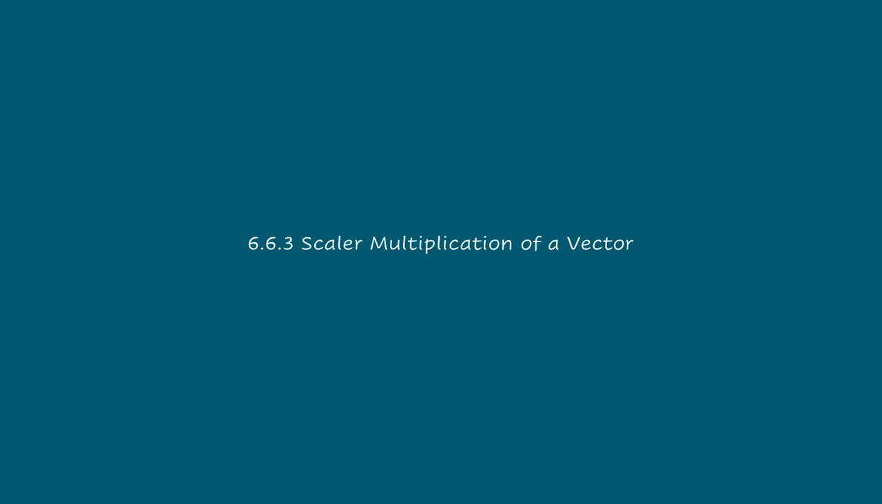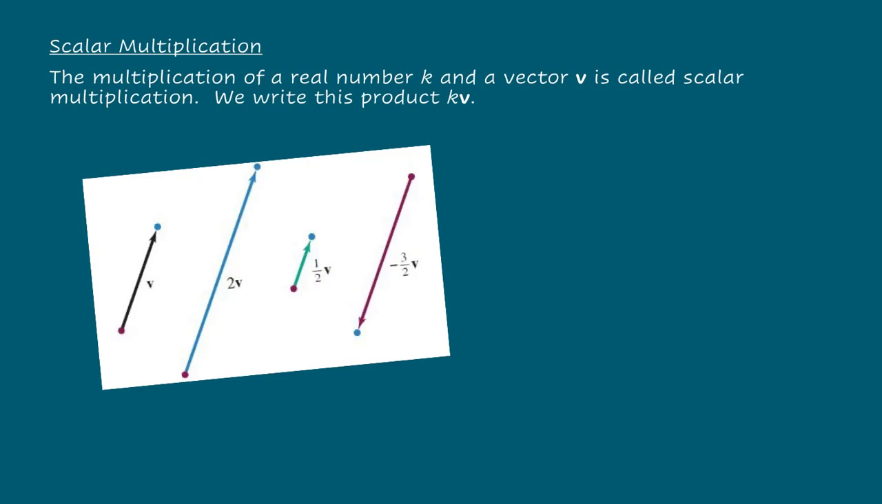In this video, we're going to talk about how to multiply a vector by a scalar. The multiplication of a real number and a vector is called scalar multiplication, and depending on the type of number that we multiply by, the effect on the vector is different. So let's start by talking about what happens when we multiply by a positive versus a negative number, and then we'll dig a little deeper and look at what happens when we multiply by a fraction versus a whole number.